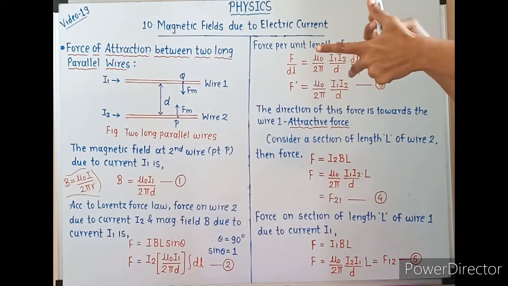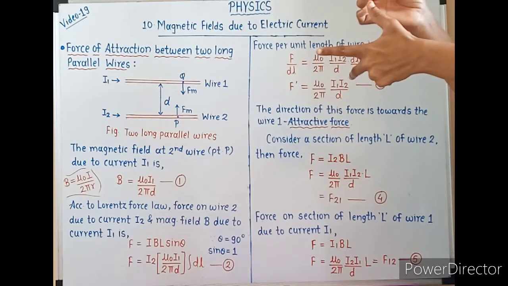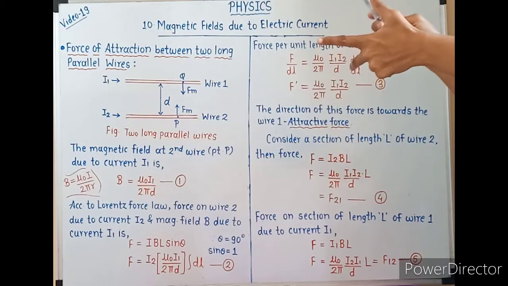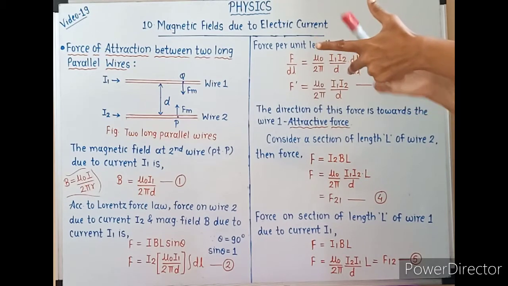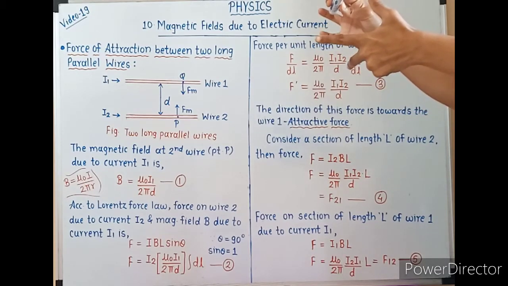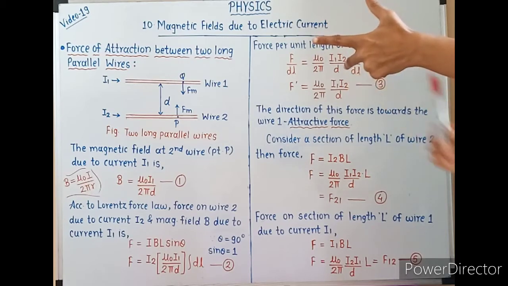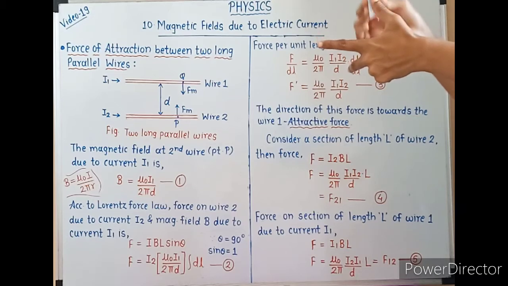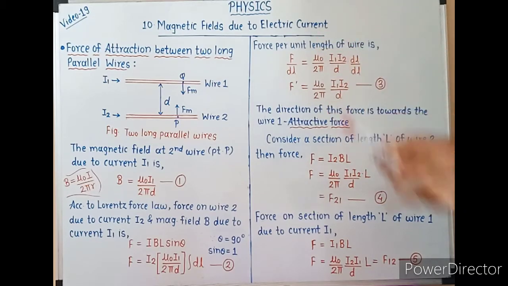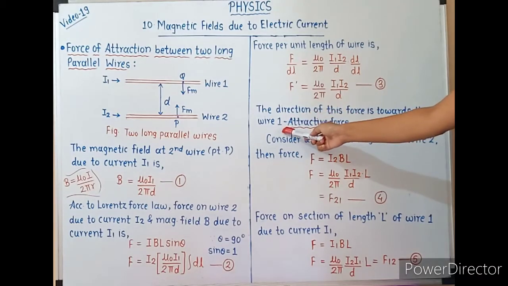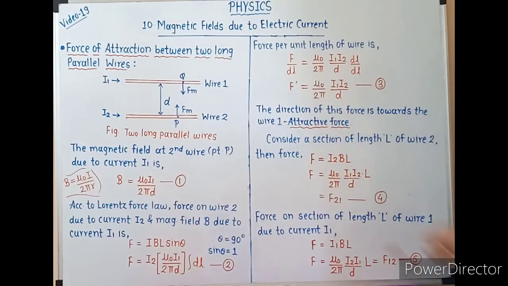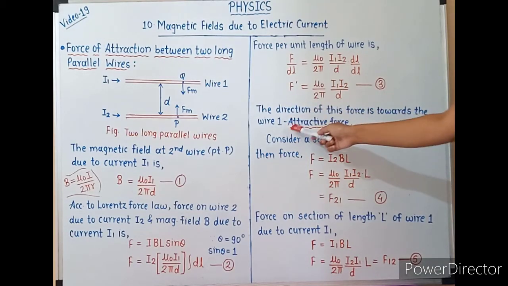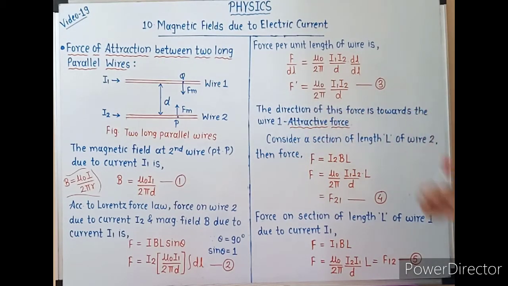The direction of this magnetic force is towards wire 1, because wire 1 and wire 2 are parallel to each other. So the direction of this force is towards wire 1. As the direction of this force is towards wire 1, this force will be an attractive force.